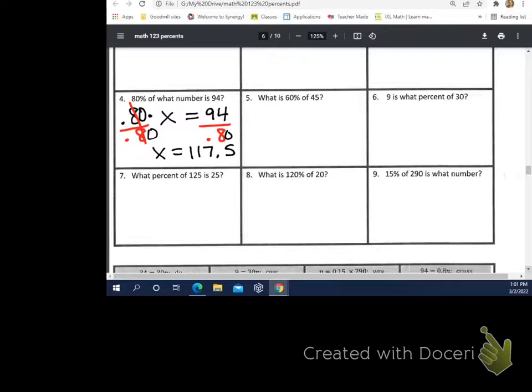So we can have percents that are more than 100%. I'm going to jump down to number 8. So I have x is, decimal always goes 2 places to the left if I want to go from percent to decimal. So this is here, 1, 2. So 120% is 1.2 times 20.